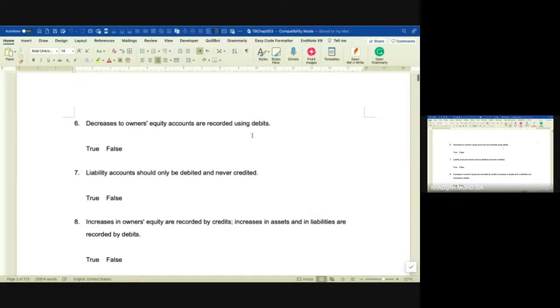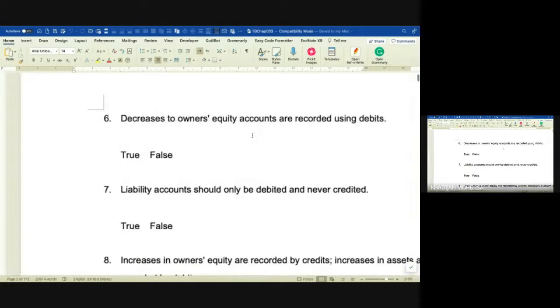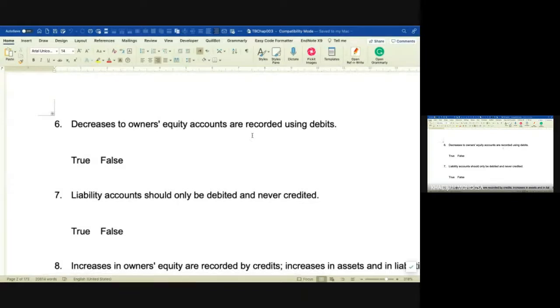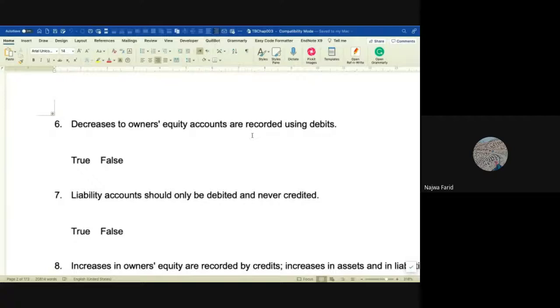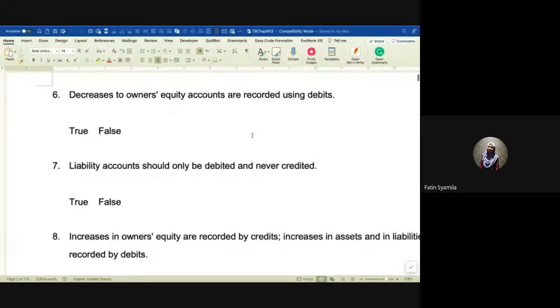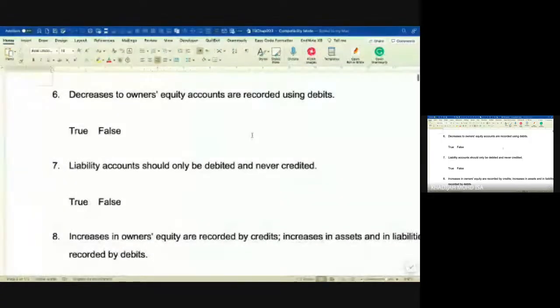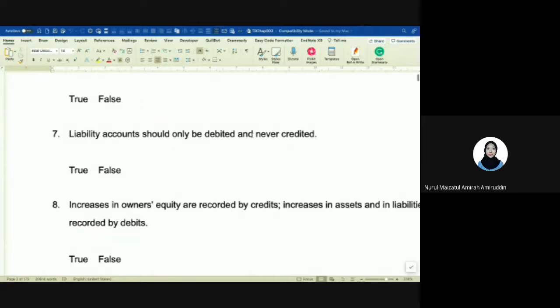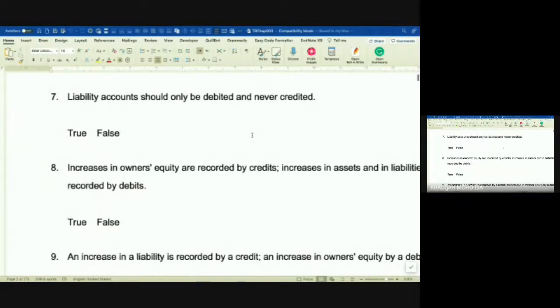Decreased owner's equity are recorded using debits. True or false? Decrease to owner's equity accounts are recorded using debits. True. Equity, decrease, debit. Liability accounts should only be debited and never credited. True or false? False. Hence, if it decreases, it will be debited.